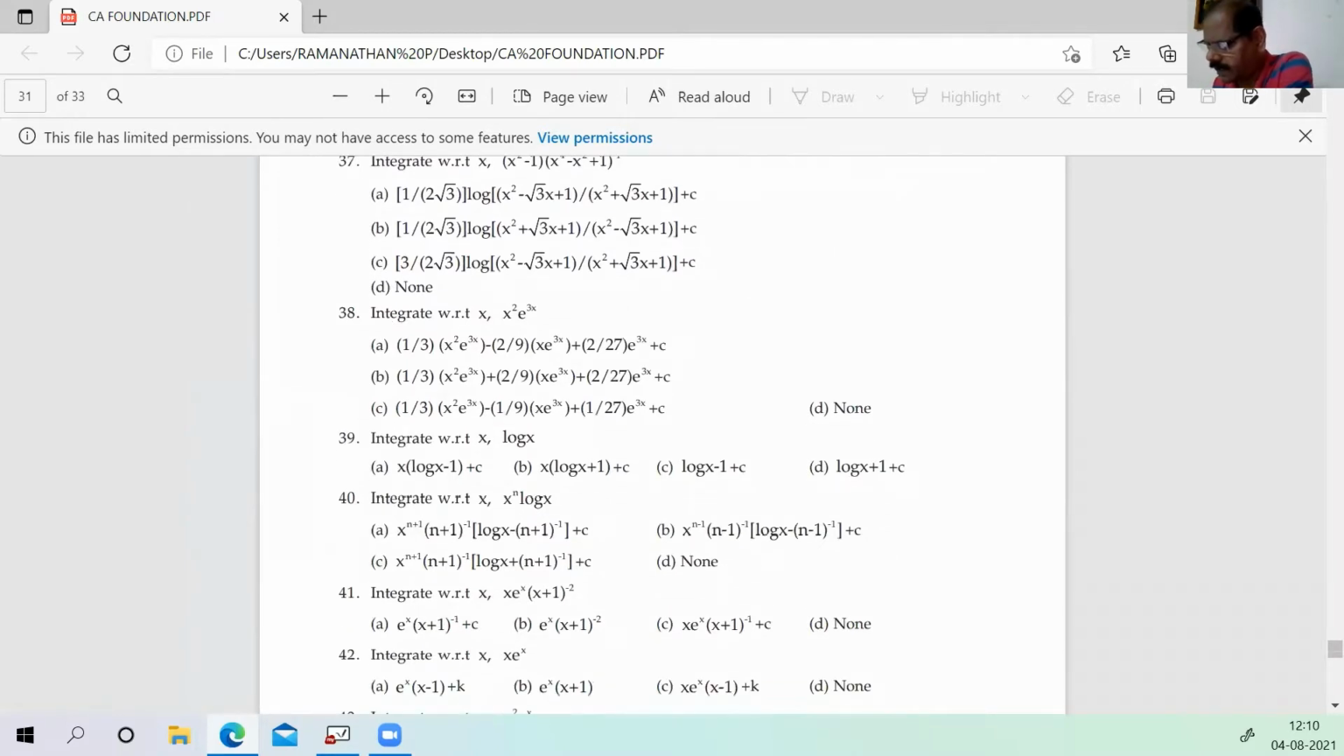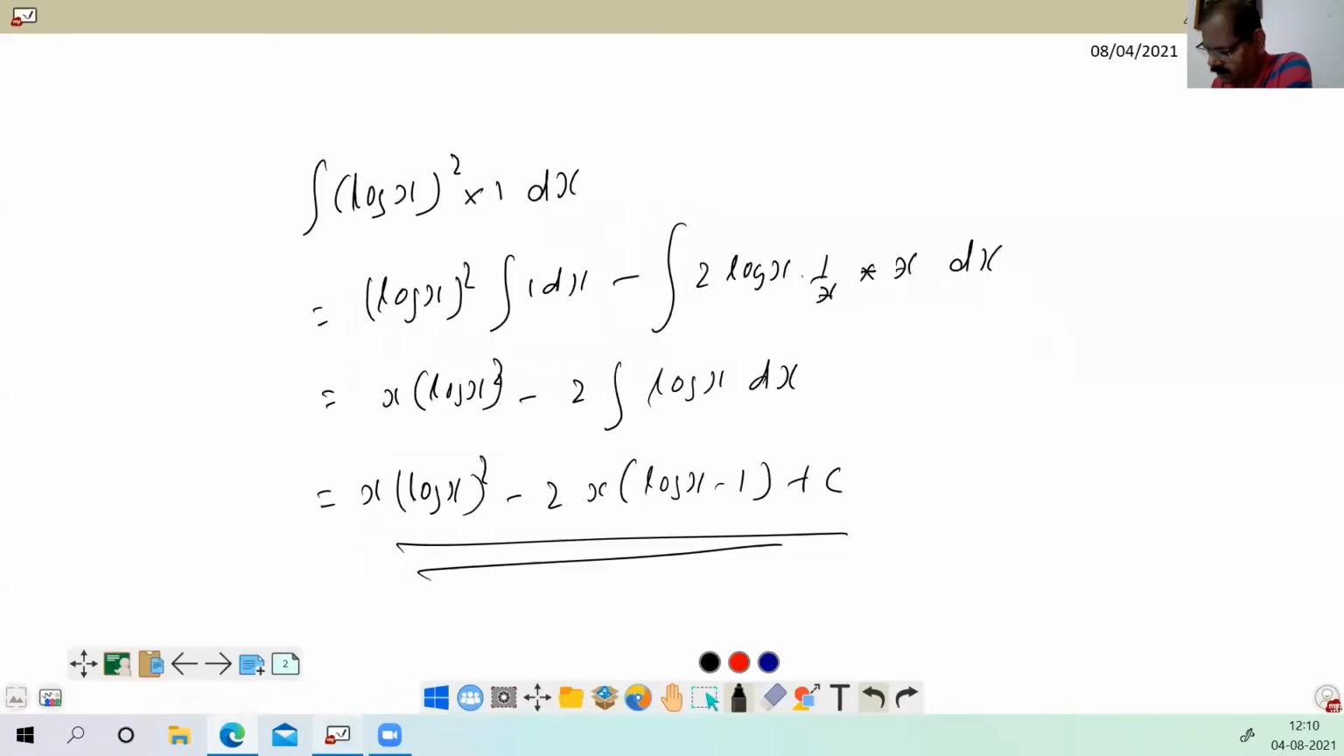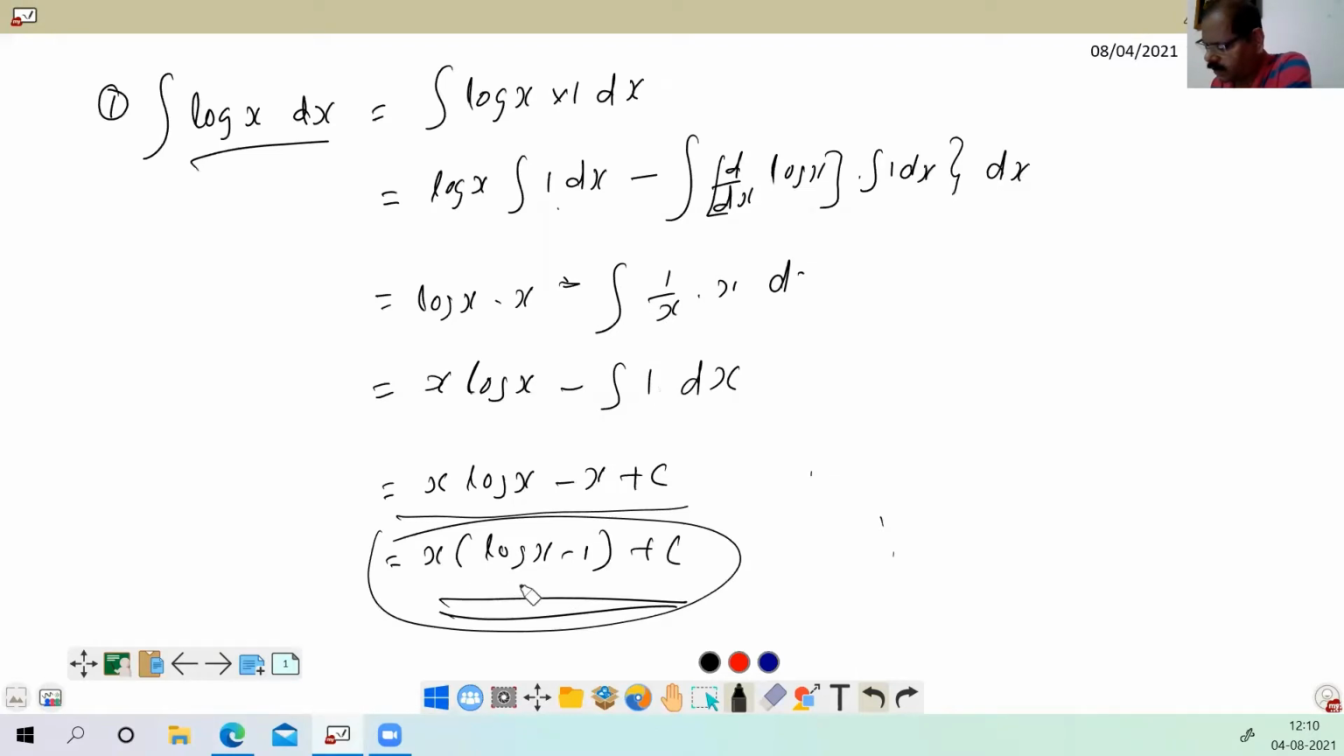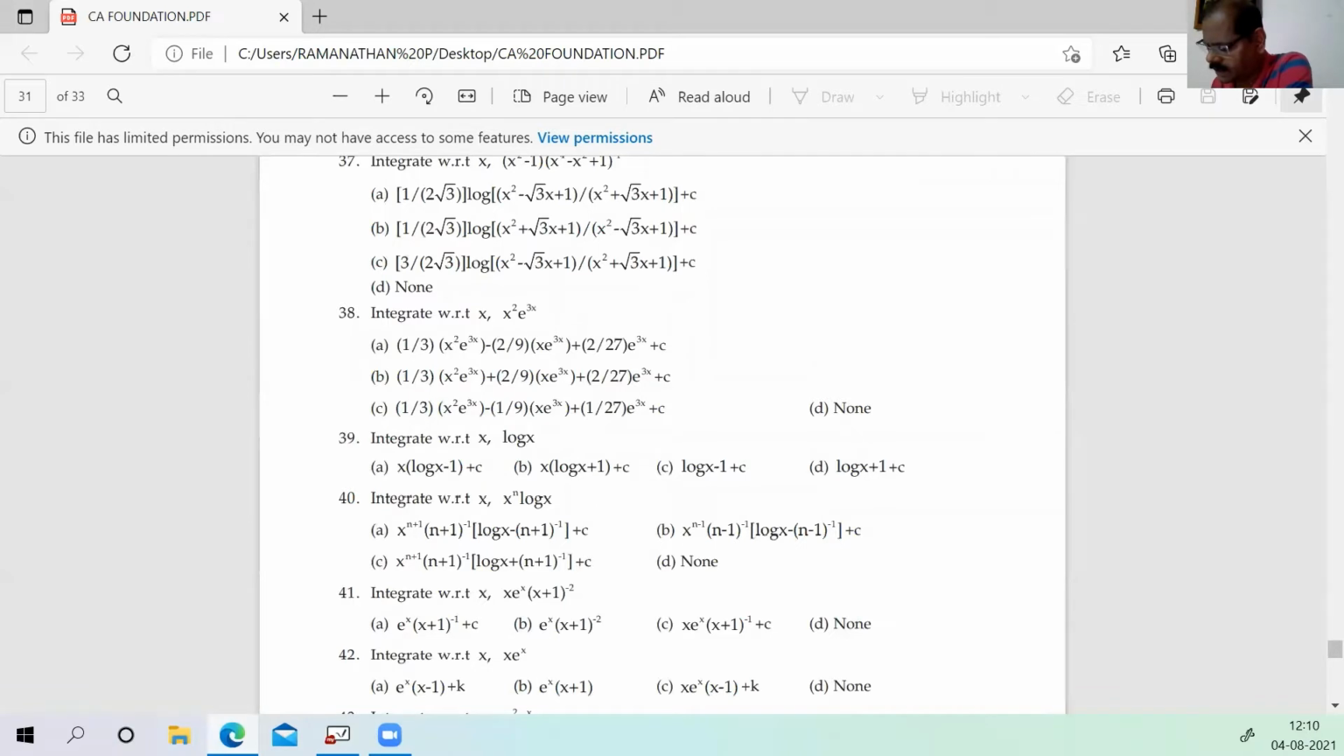So from 39 onwards, it is integration by parts. Integrate with respect to x log x. We have already discussed it. That is x into log x minus 1 plus c. So x into (log x minus 1) plus c is the answer.